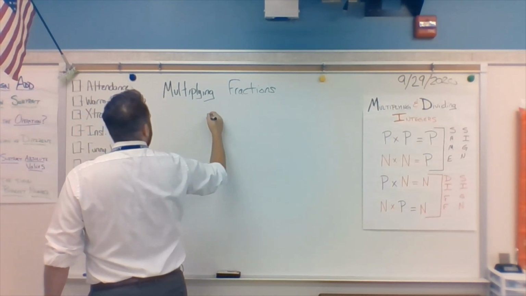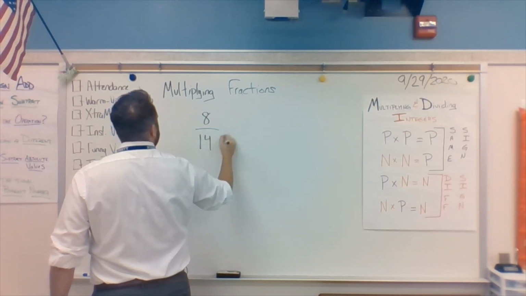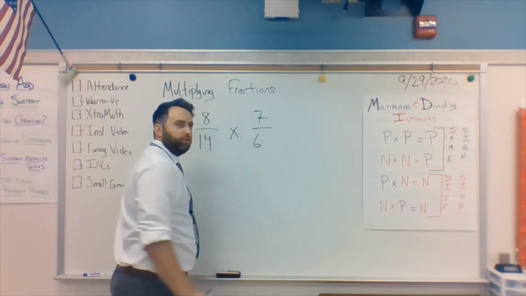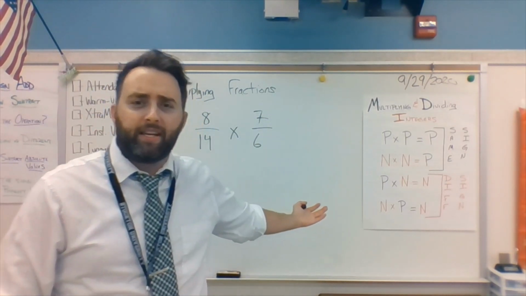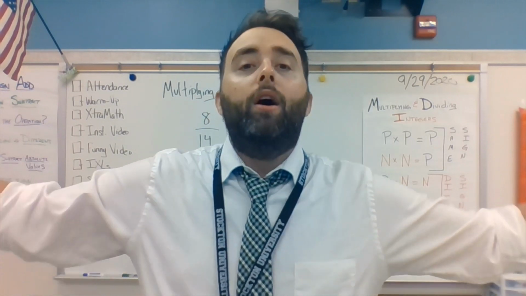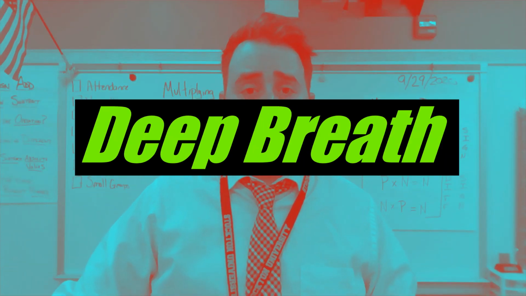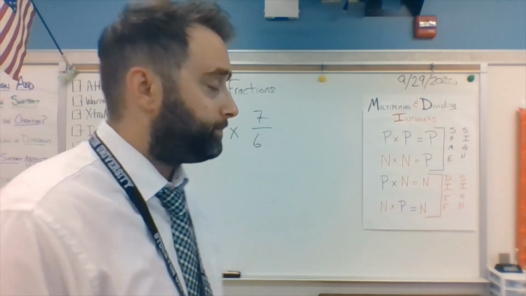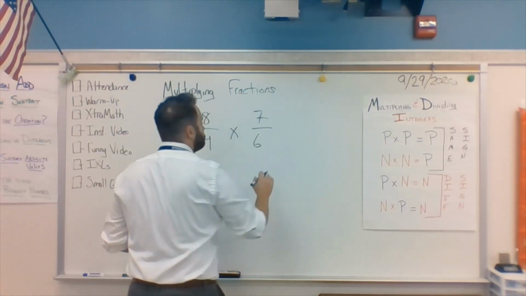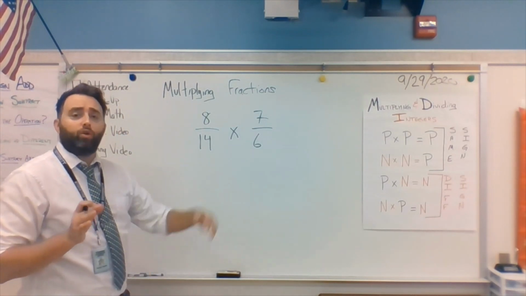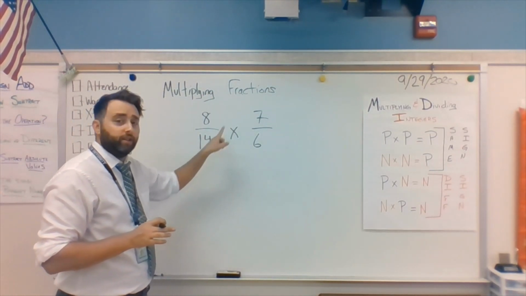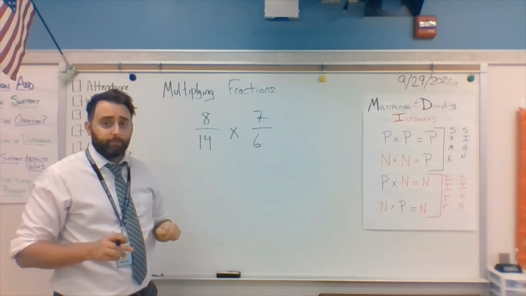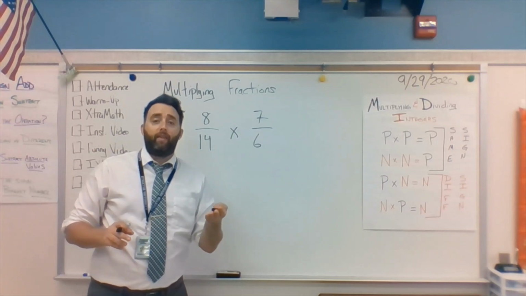Okay. 8 over 14 times 7 over 6. Oh, Mr. Nugent, what are you talking about? I got to do 14 times 6 in my head? I can't do that. Deep breath. I have a trick you may already know. You can cross simplify if you want to. It's usually easier to cross simplify if the number actually goes into the number. So 14 actually goes into 7. How many times? Twice. So you can simplify that.